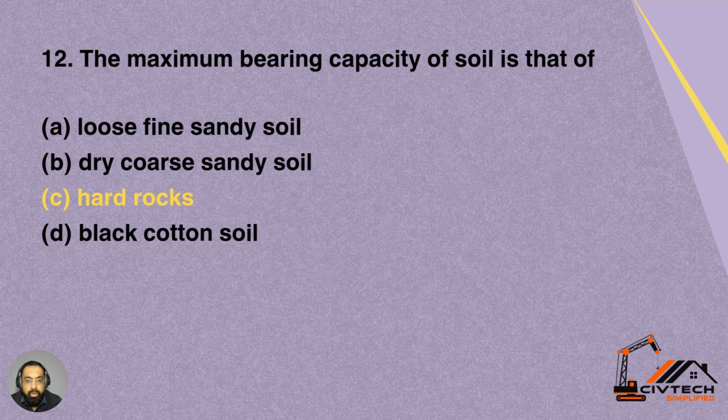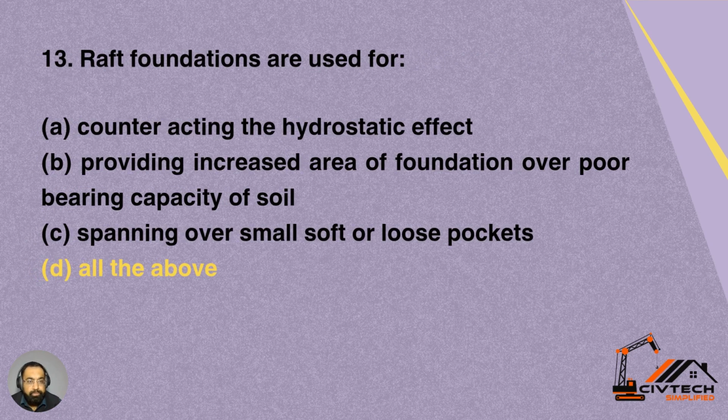Question number 12. The maximum bearing capacity of soil is that of: A, loose fine sandy soil, B, dry coarse sandy soil, C, hard rocks, D, black cotton soil. So maximum bearing capacity is for hard rock, while the minimum bearing capacity is for black cotton soil. So for this question, option C is correct.